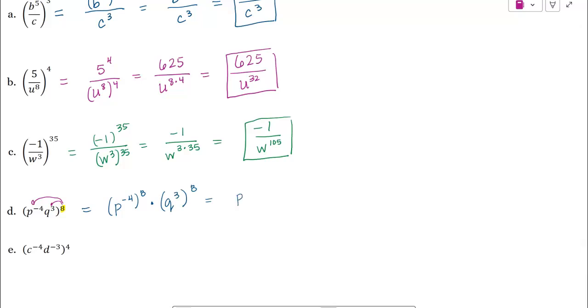So I've got p to the -4 times 8 and q to the 3 times 8, or p to the -32nd power and q to the 24th power. We don't want to have negative exponents, so we'll leave the q in the numerator and move the p down to the denominator.